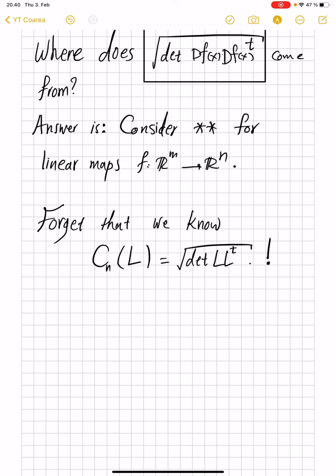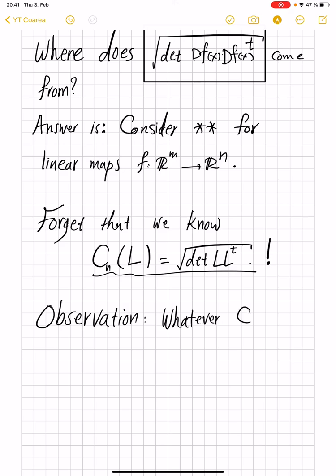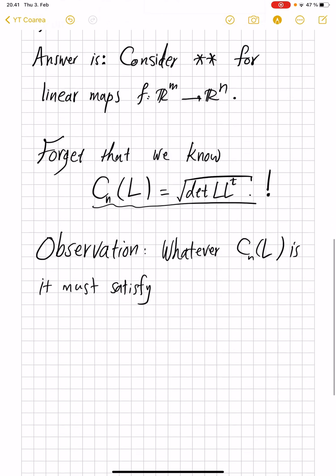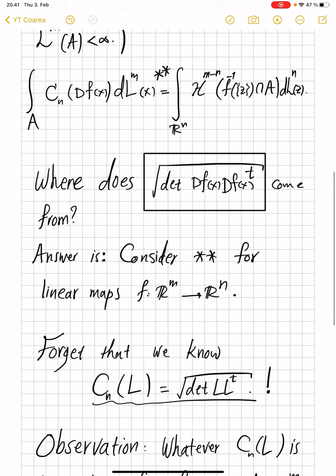The first observation, so our goal is to discover this C and L formula on our own. The first observation is whatever C and L is, it must satisfy the following. For every A subset of Rm measurable. Okay, I'm going to copy the formula double star.